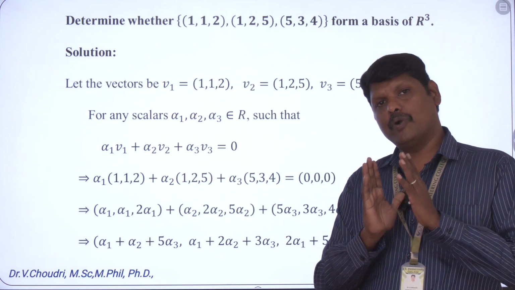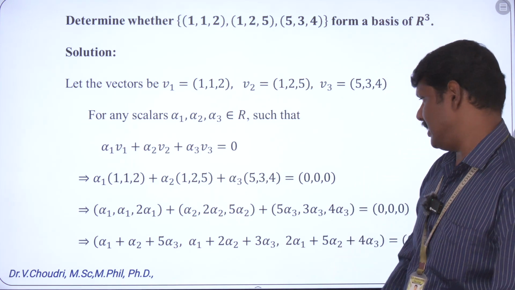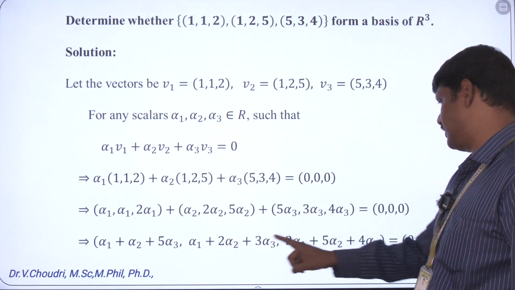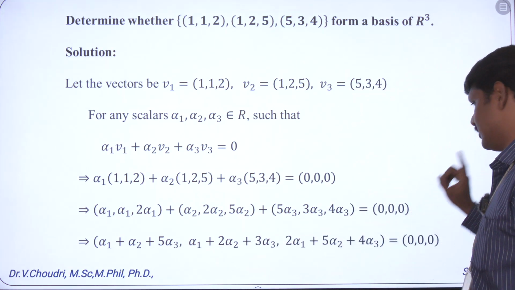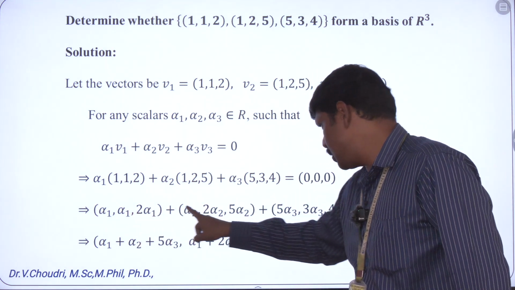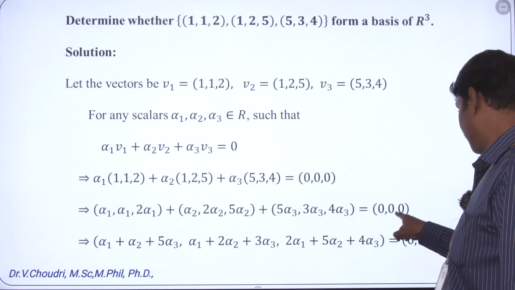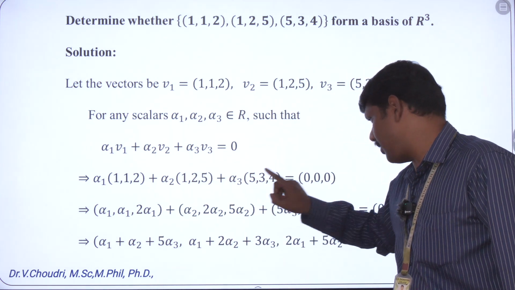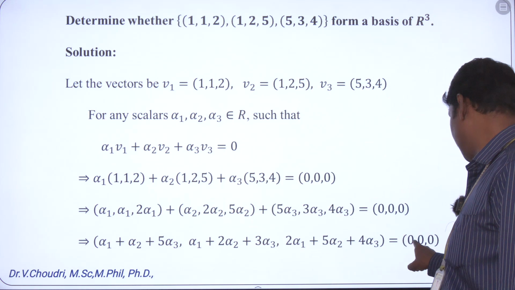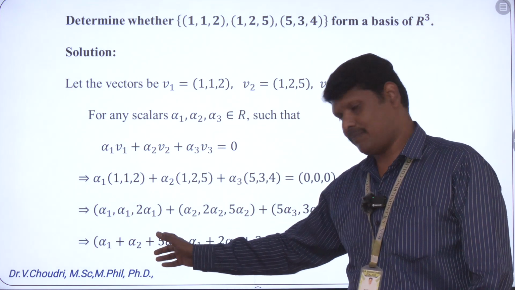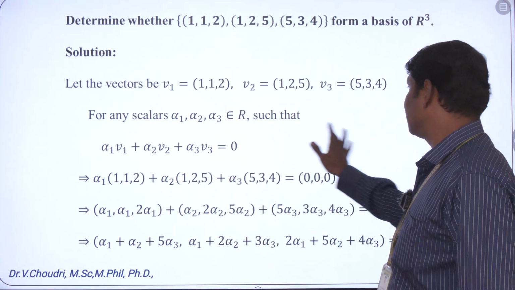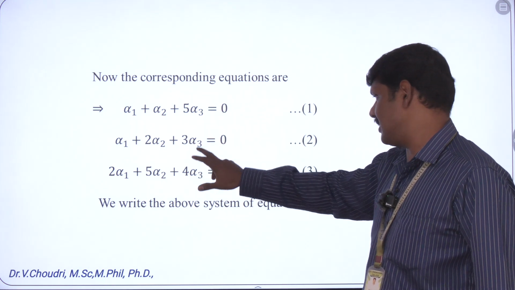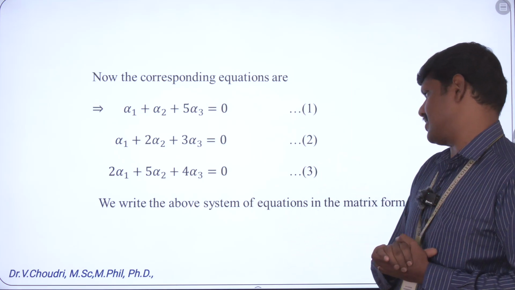So totally I am going to form the 3 equations. See, I am taking the first element, alpha 1 plus alpha 2 plus 5 alpha 3. Clear? That is equal to what? 0. Second, alpha 1, 2 alpha 2, 3 alpha 3. See, equal to 0. Third element, 2 alpha 1, 5 alpha 2, 4 alpha 3 equal to 0. See, here I represent one as a vector. Now I write these individual equations. The corresponding equations are first equation, second, third. Now we are going to solve this equation.